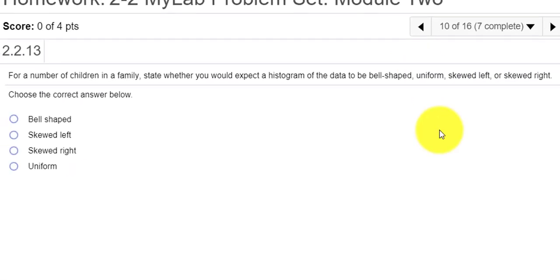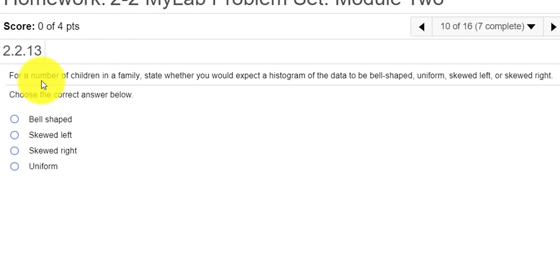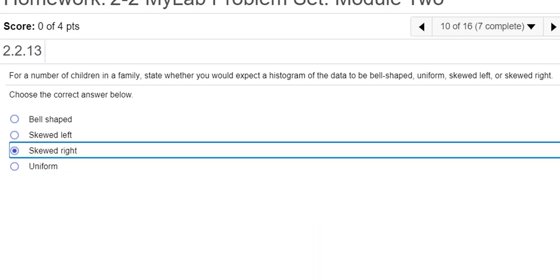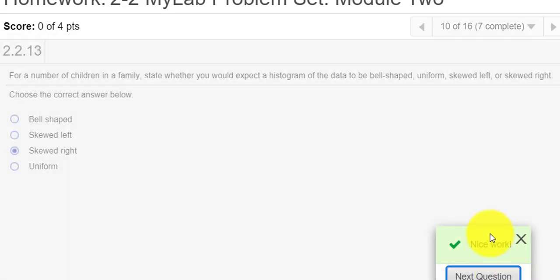Let's see. Number 10. It says, for the number of children in a family, state whether you would expect the histogram of the data to be bell-shaped. It probably would be skewed to the right, right? Because quite a few people might have 1 or 2 children, but then as we get to 3, 4, 5, 6 children, I would expect this thing to be skewed to the right. Check our answer, we get the nice work.